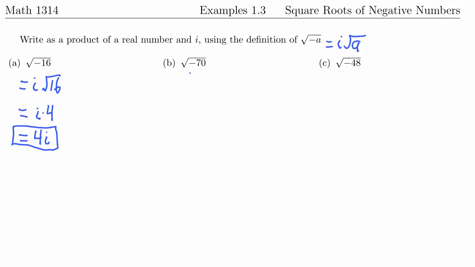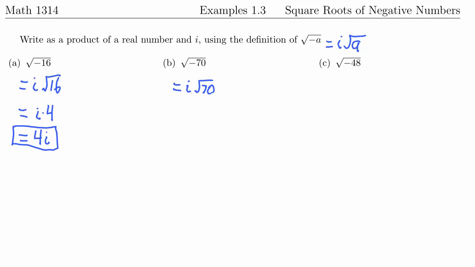Let's look and see what happens whenever you have a number under the radical that is not a perfect square. For example, the number 70. So the square root of negative 70, first using the definition of the square root of negative A, that gives me I times the square root of 70.